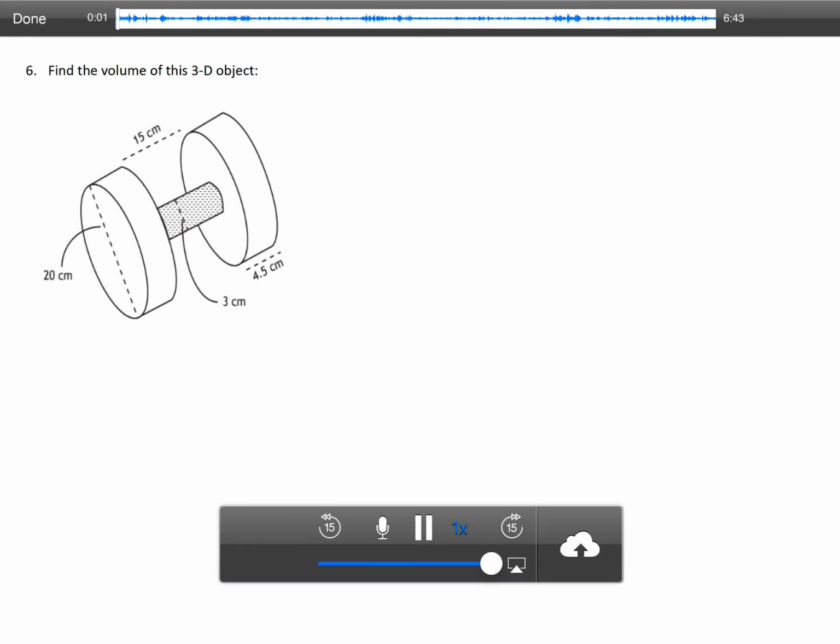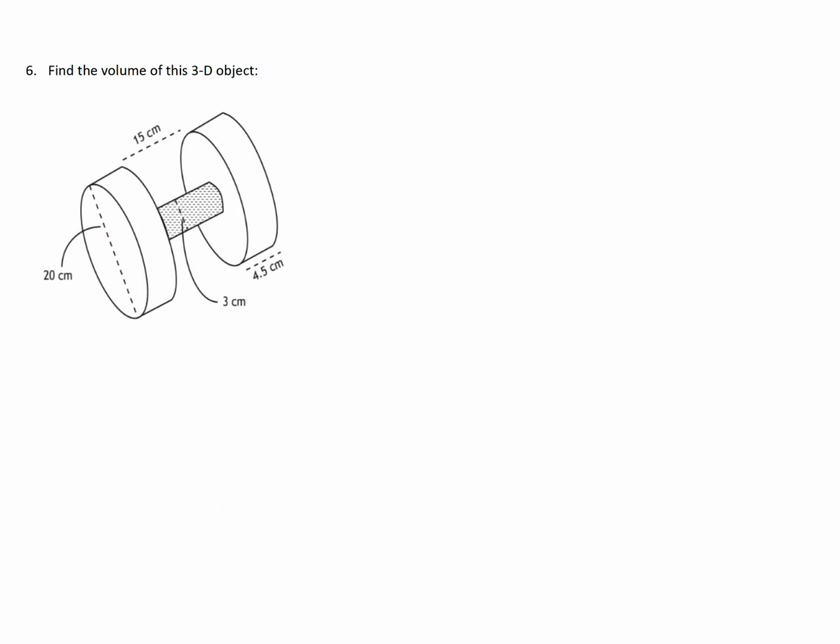Okay, so page 5, find the volume of this 3D object. We have two cylinders, actually 3 cylinders, 2 that are identical though. 20 centimeters is the diameter, so the radius will be 10 centimeters. Our height is 4.5, and we're assuming that that's going to be the height for that identical cylinder as well, so let's get started.